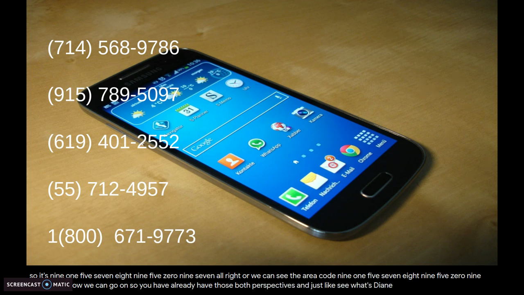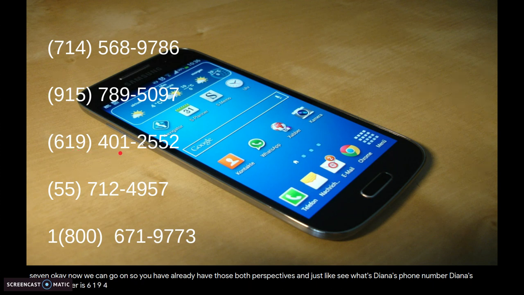What's Diana's phone number? Diana's phone number is 609-401-2552. All right. The British, there's a little difference, not very big, but a little difference. The British say digit by digit when there is a double number.